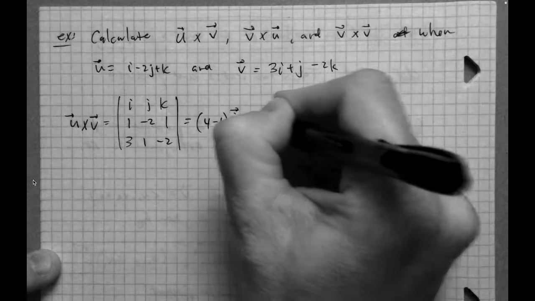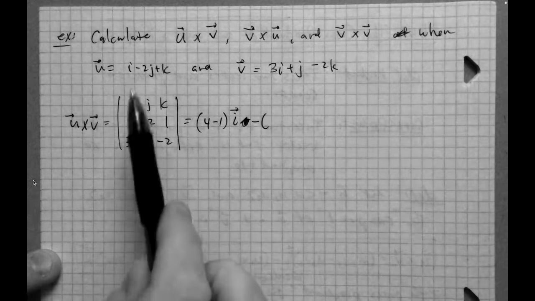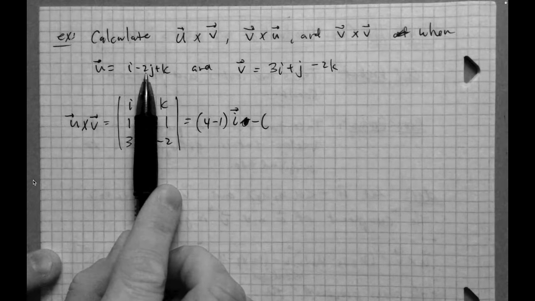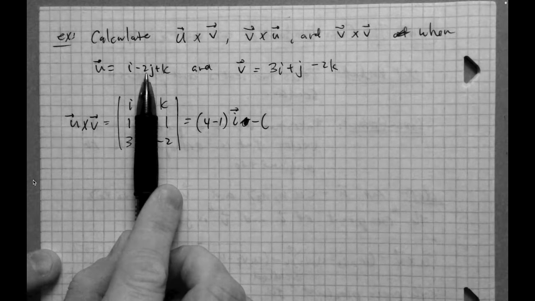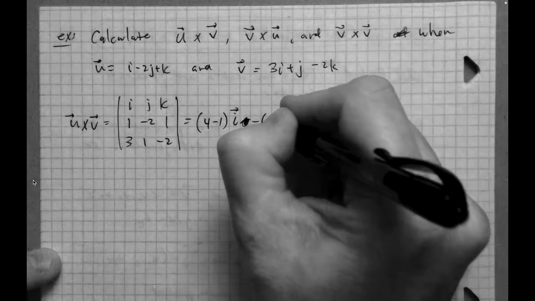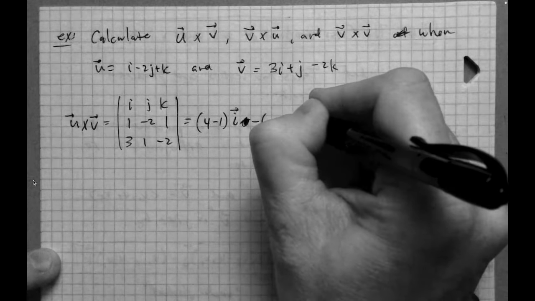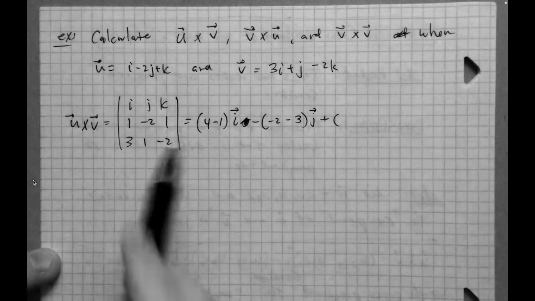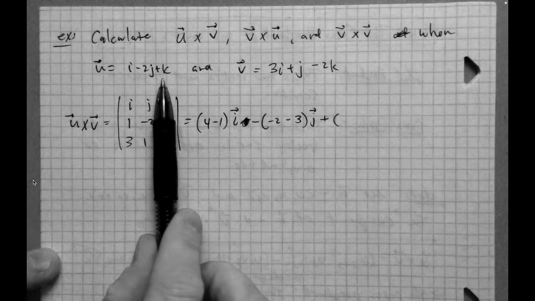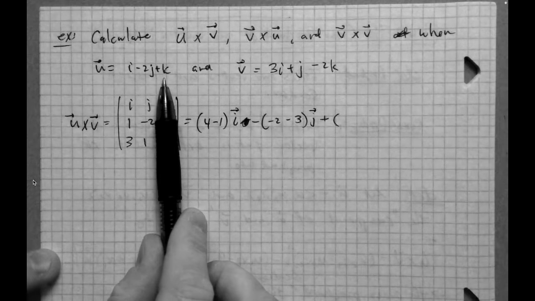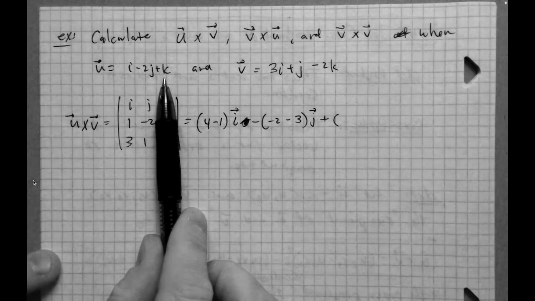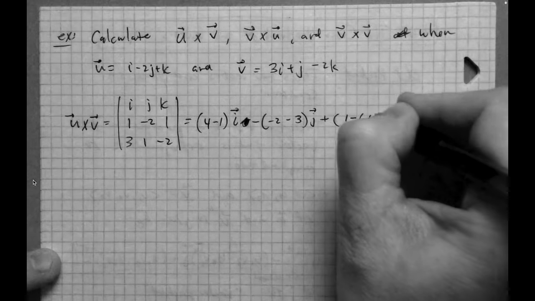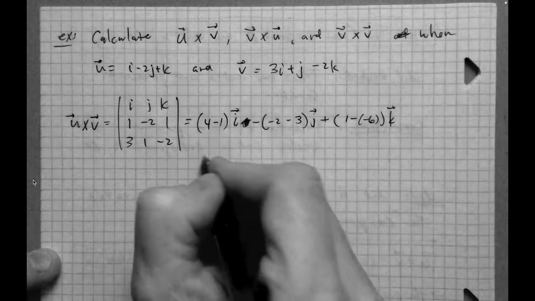Oh, sorry, and it's always minus. Then you do the same thing with the j. So it'll be 1 times negative 2 is negative 2, minus 3 times 1 is 3. And then finally do the same thing with the k, so you hide that one. It's 1 times 1 minus 3 times negative 2. And so that's 1 minus negative 6. Okay, and we can just simplify this.